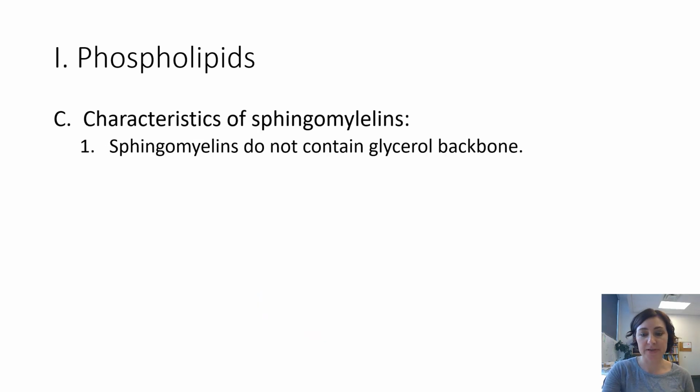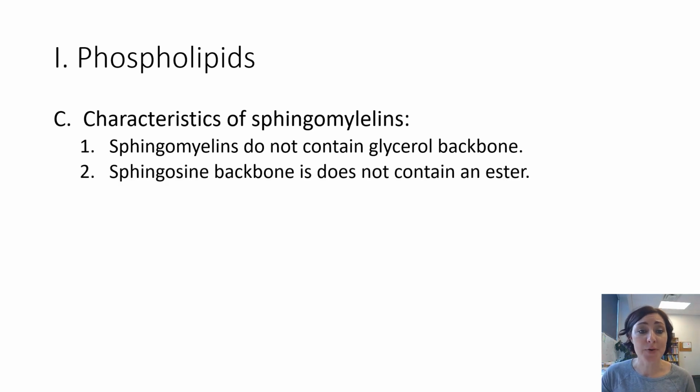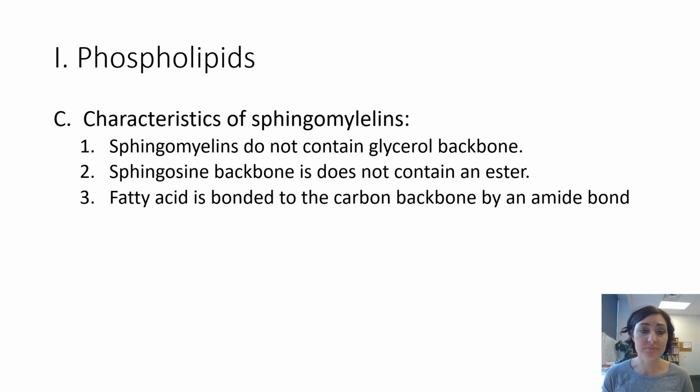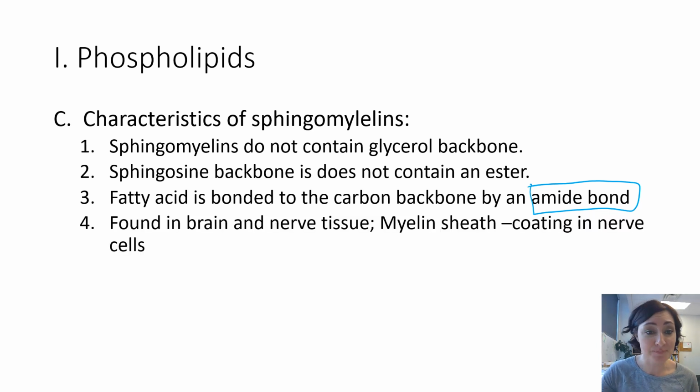All right, let's go through some basic characteristics of sphingomyelins. They don't have a glycerol backbone. You saw that on the last slide. That's what makes them different from phosphoacylglycerols and from triacylglycerols. They have a backbone that's made out of sphingosine, and it doesn't have an ester bond in it. They have a fatty acid that's directly bonded to the sphingosine backbone by an amide bond. This is how we distinguish without a doubt that you have a sphingomyelin versus a phosphoacylglycerol. These words are tough for me today.